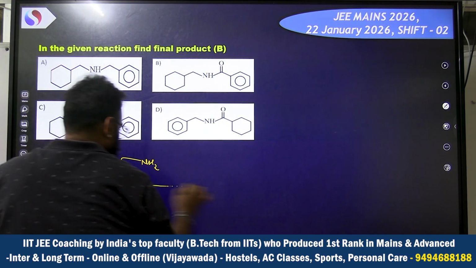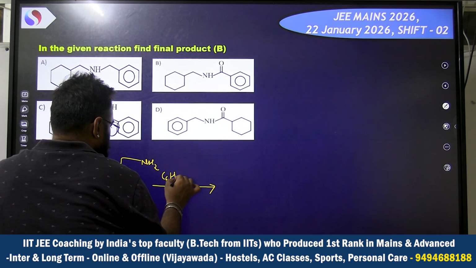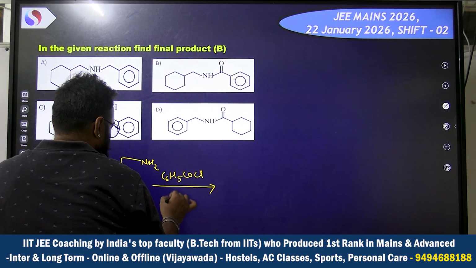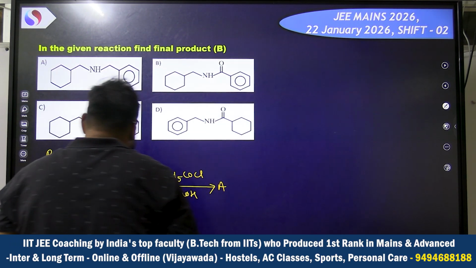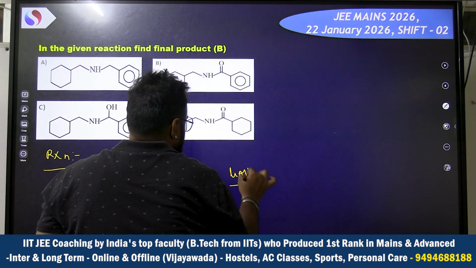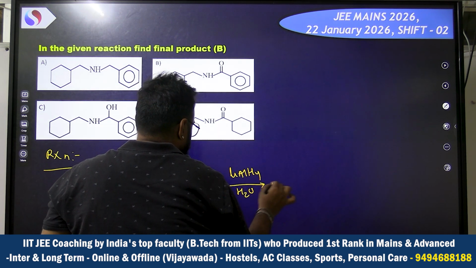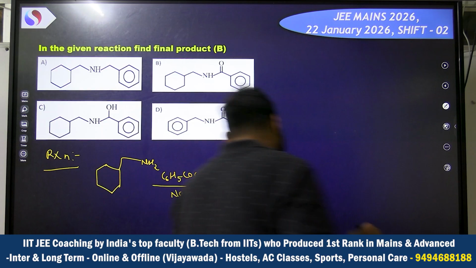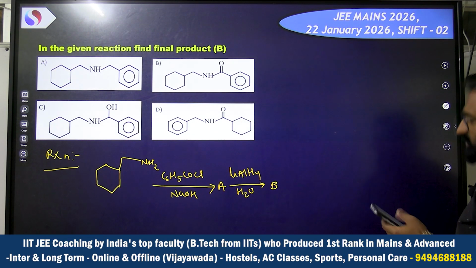NH2. This will be C6H5COCl in the presence of NaOH produces A, on reduction with LiAlH4 in presence of water produces B. So you have to identify the structure of B. This is the reaction. You have to identify the structure of B.